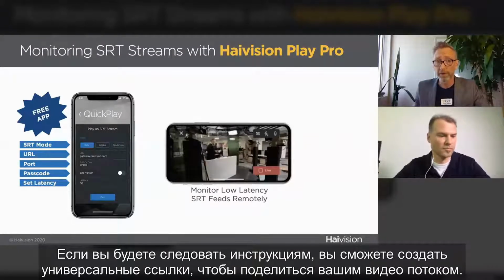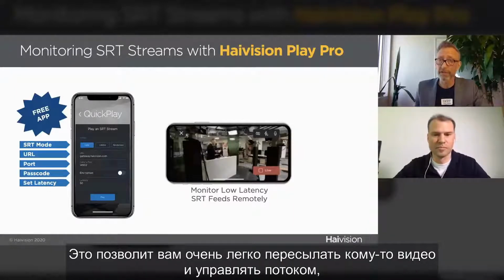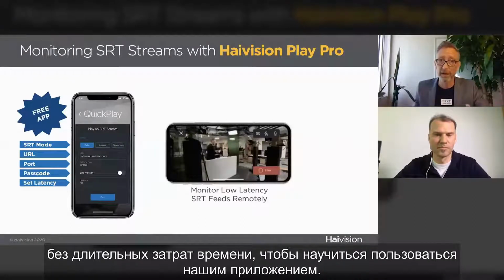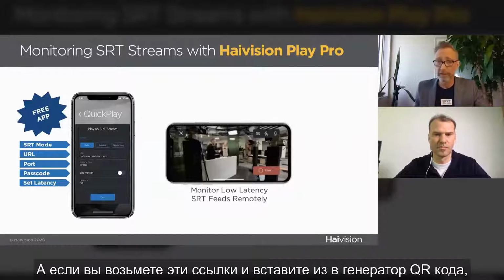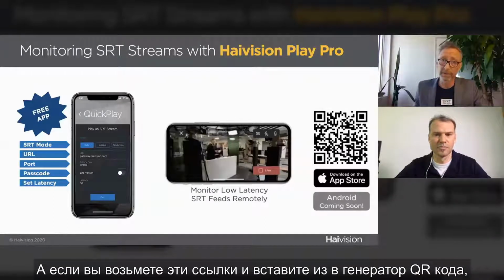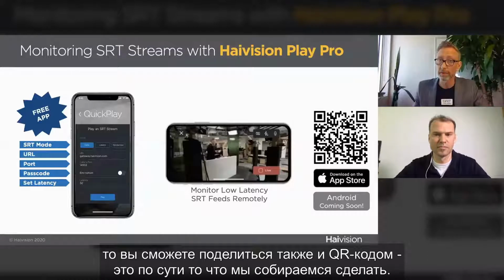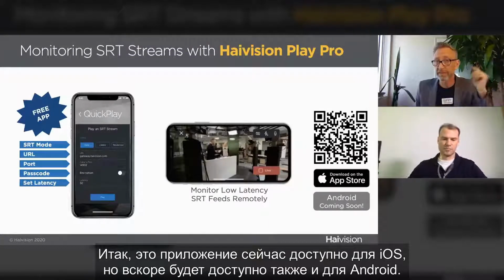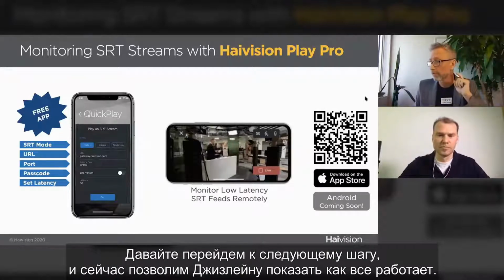If you are following the syntax, you can create universal links for sharing, which makes it very easy to get somebody up and running with a stream without having to spend much time thinking about how to use the app. And if you take those universal links and put them into a QR code generator, you could share a QR code as well. This app is available on iOS and it's coming soon on Android. We're going to switch over and let Ghislain show you, because he's got a QR code that we've set up in advance, and he's going to use his phone to pull.